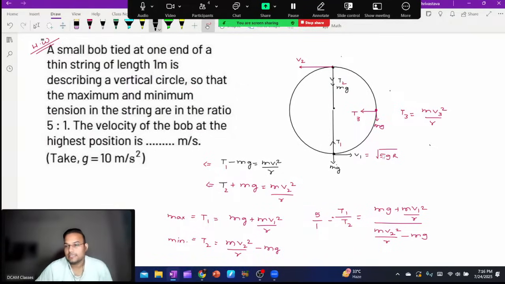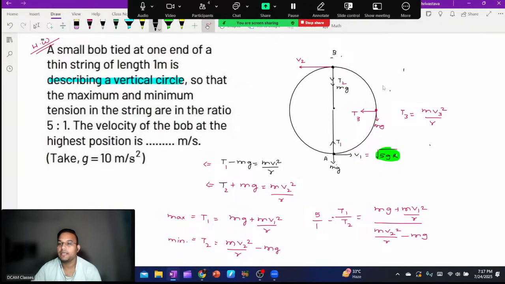See, why do we get this v1 as root 5gr? Because if it is describing a vertical circle, it means it is just reaching the point v2, just reaching the top point. So between A and B, we do not know what the velocity is.